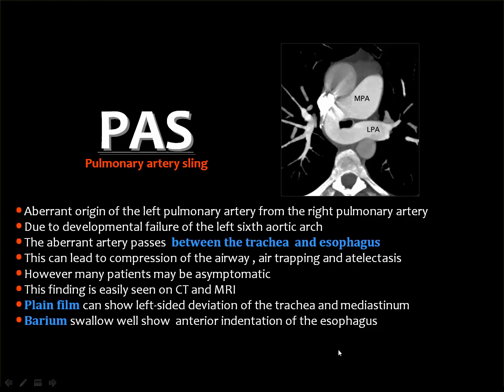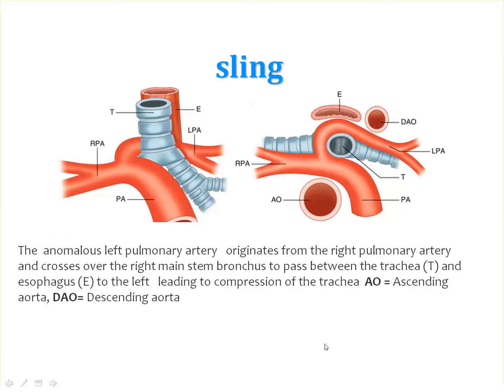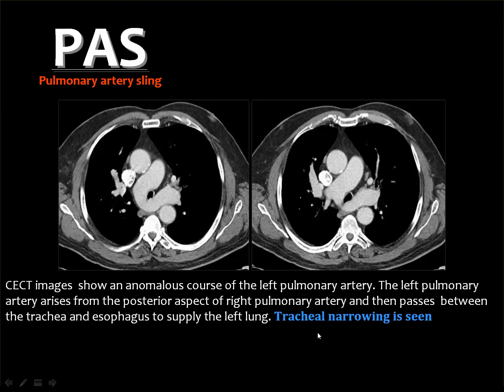And in the plain film, you cannot appreciate this anomaly, while in the barium study, any of the vascular anomalies of the mediastinum may indent the esophagus from its anterior aspect. But the best way for the detection of this sling is to have the CT of the chest with contrast administration to see the course of the left pulmonary artery between the trachea and the esophagus, as you can see here.